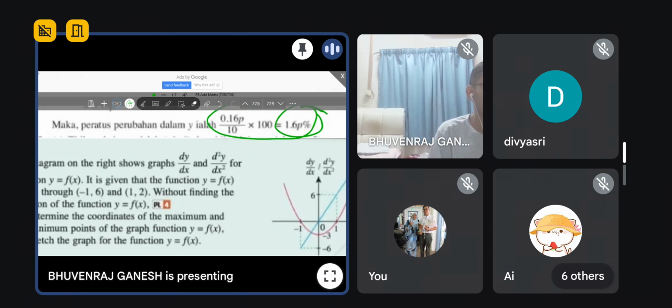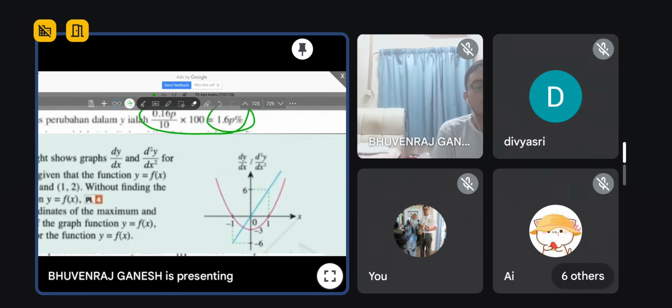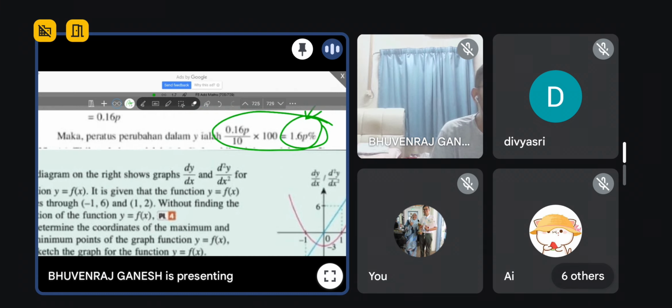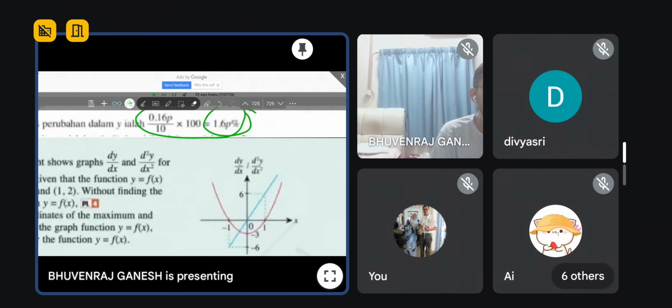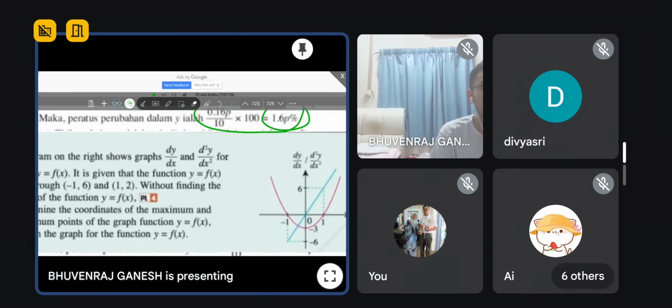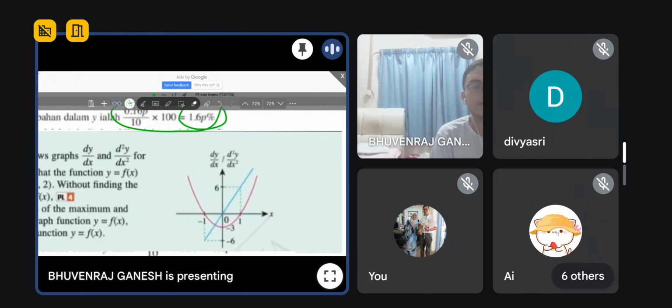Okay? So they have dy dx and d2y dx2. So basically, guys, if I ask you the question, which one do you think is your dy dx among these two graphs? If you think logically, mana graph yang mewakili dy dx for this question? Is it the straight line or the curve? Can anyone tell?